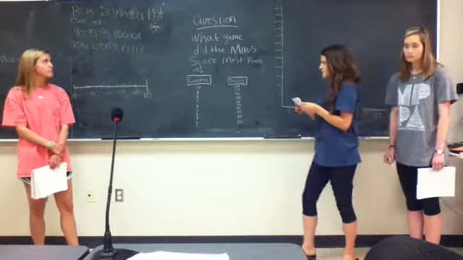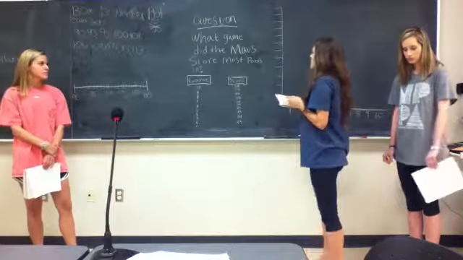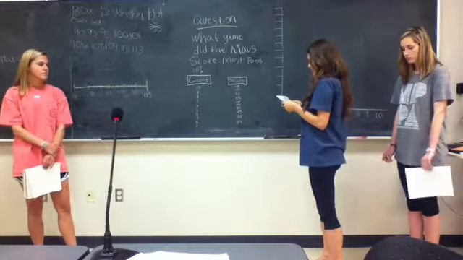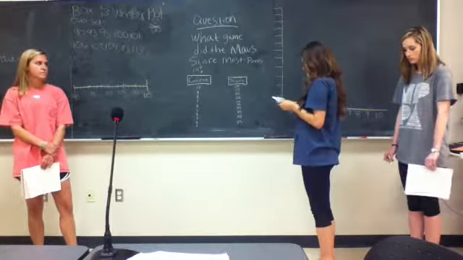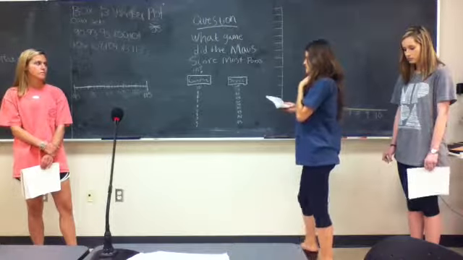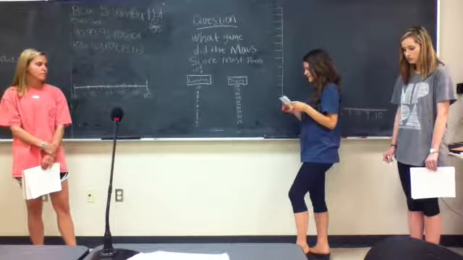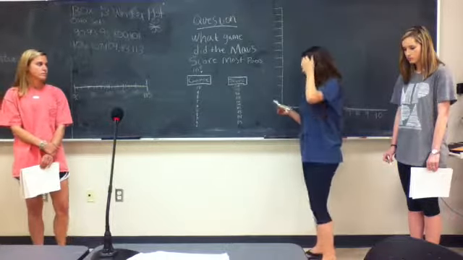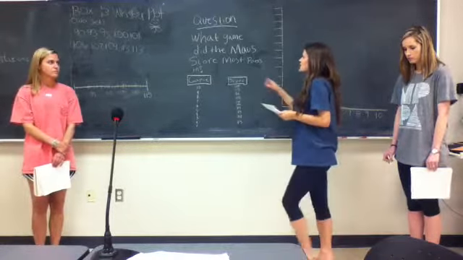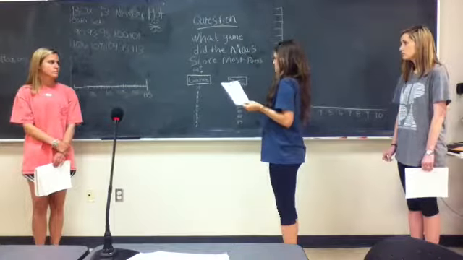The bar graph will compare the numbers, and the box and whisker plot will give us information such as the highest and lowest score and the median and the scores that fall in the lower and the higher half. And our question is, what game did the Mavs score the most points in?